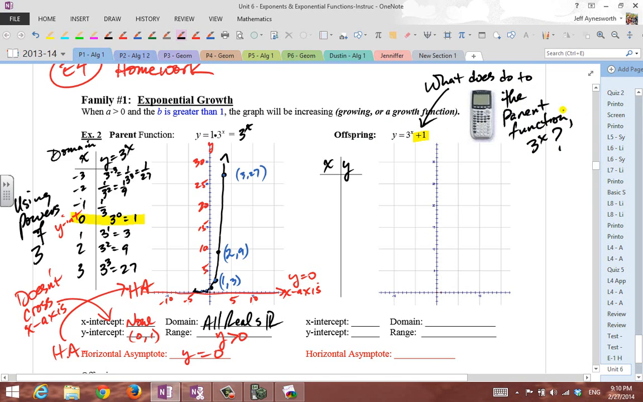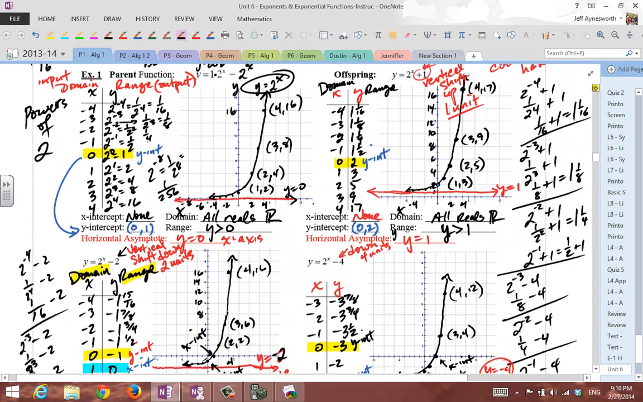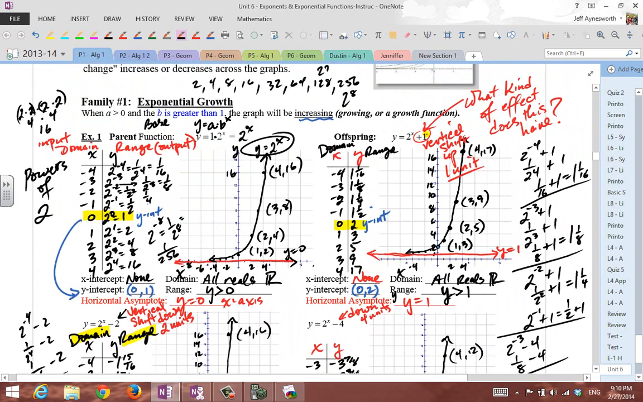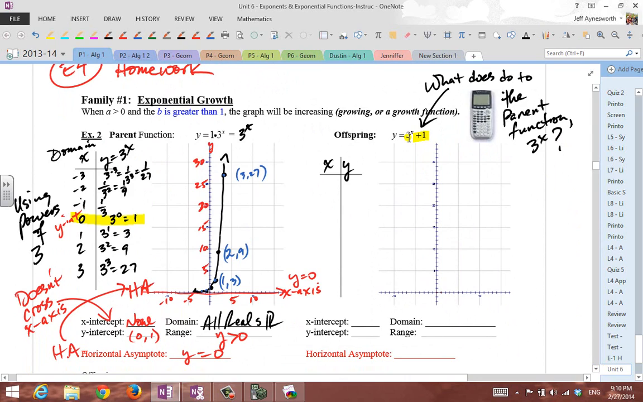What does it do? Well, we know what it did last time, so if you want to go back a page, take a look at what the question was and what it did. Let's go back up here. What kind of effect did it have when we did 2 to the power of x plus 1? We found it was a vertical shift up. Well, what the heck, man? We should learn from prior experience here, and we should expect the same thing. It's just going to be a little bit steeper because we have base 3, which increases faster than a base 2.